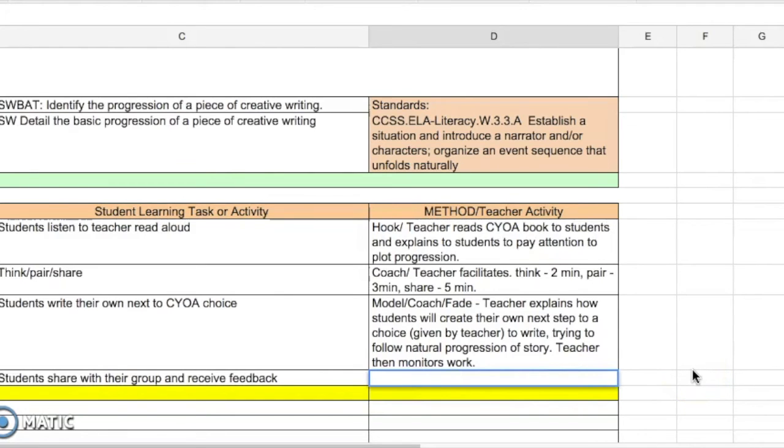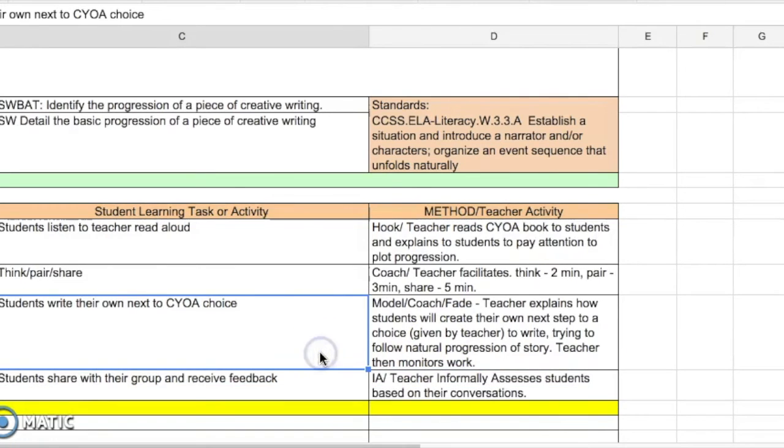While that's going on, I'm going to put IA, which means informally assess, because I will be informally assessing how they've done in the lesson so far by listening to their discussion. So teacher IA, I'll write it out here, informally assesses students based on their conversations. Good.